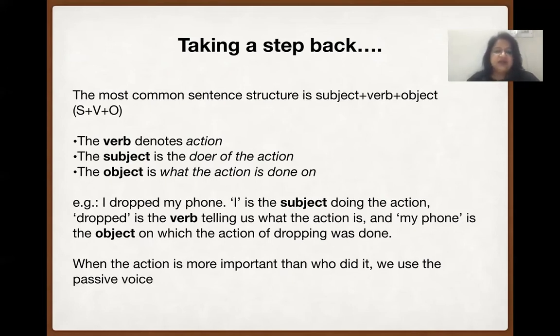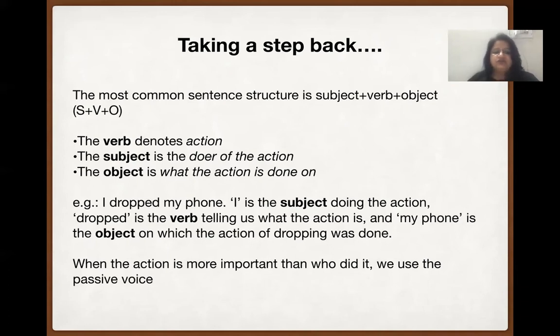Now, examples. I dropped my phone. The action is dropping, right? So I is the subject doing the action, that is dropping. Dropped is the verb. First and foremost, you should be able to identify the verb. Wherever the action is, that is where the verb is. There are different forms of verbs also which do not have any action, but let us not go into that right now, because we really don't want to confuse ourselves. Right now, we are only going to talk about verbs that denote action. And in any case, active voice and passive voice is only possible in sentences that have this kind of structure, or that have this kind of verb that shows some kind of action.